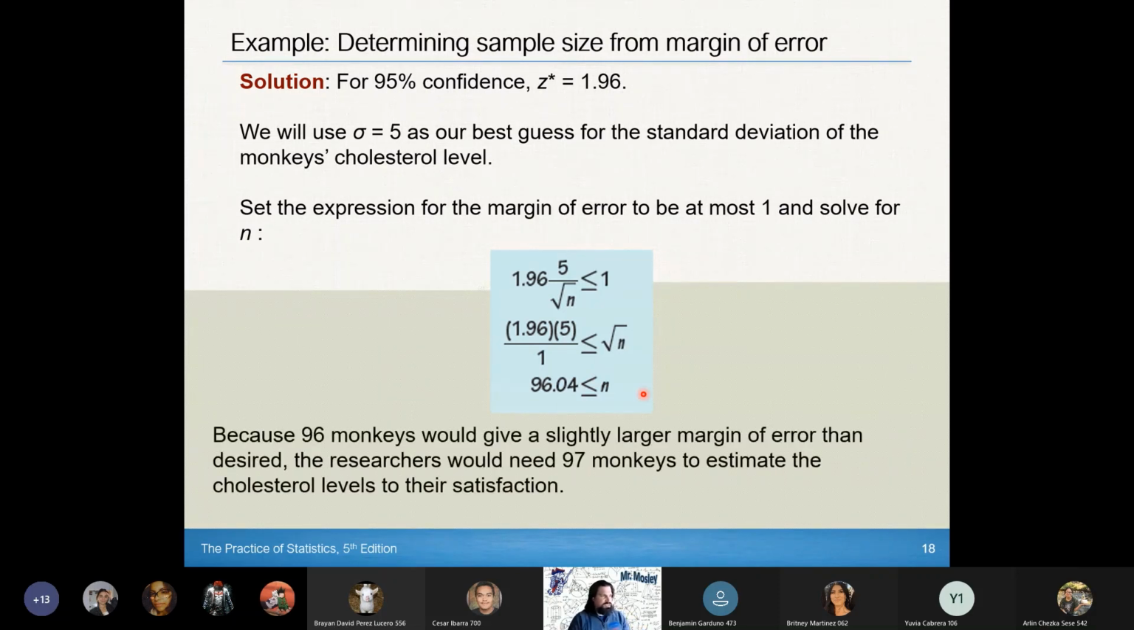Because 96 monkeys would give a slightly larger margin of error than desired, the researchers would need 97 monkeys to estimate the cholesterol levels to their satisfaction. And again, this goes back to the inequality here. n must be greater than or equal to 96.04. 96 is not greater than or equal to 96.04, so we have to round up.